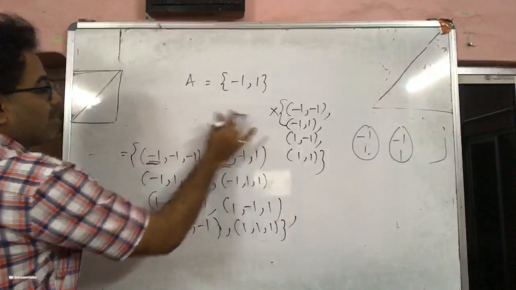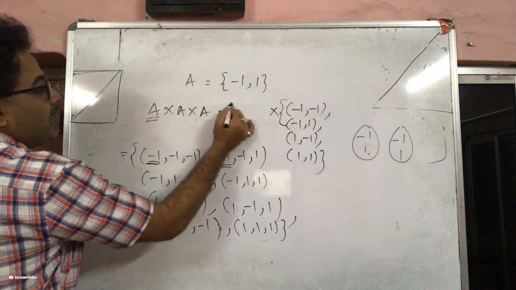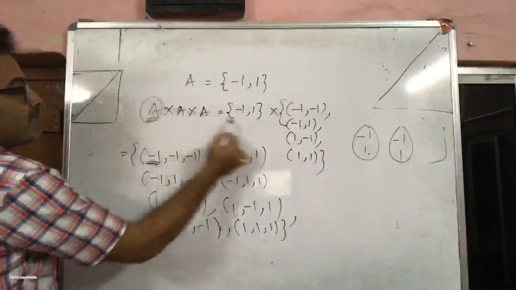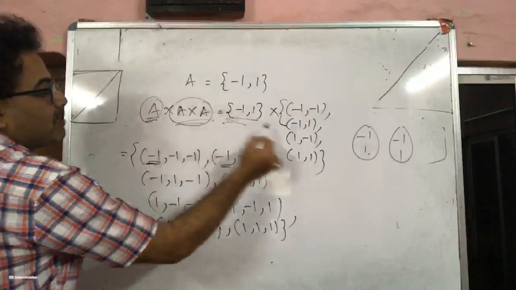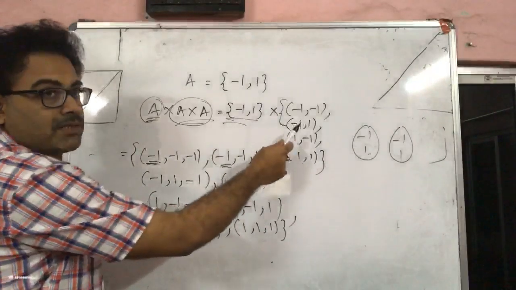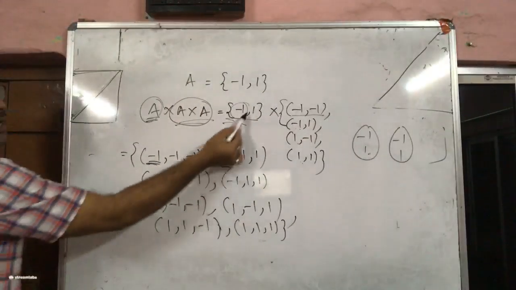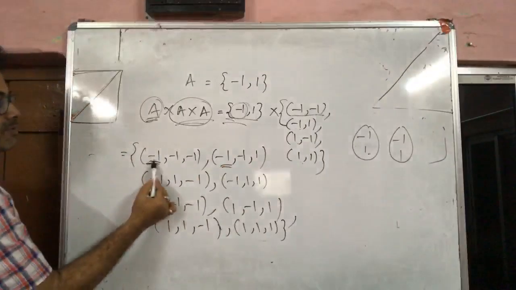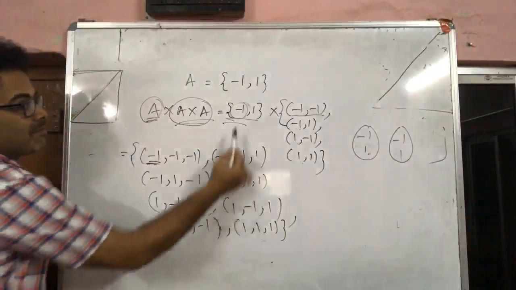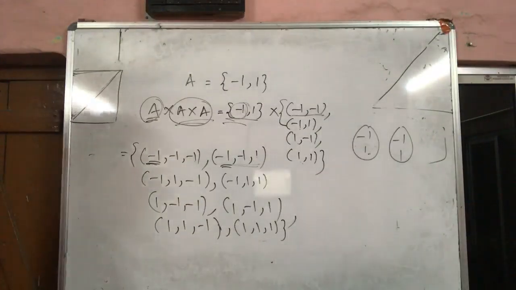তাহলে এটাকে একটু ভালো করে লিখি. A cross A, I am writing A is minus 1, 1. A is minus 1 1 and A cross A is here. Now connecting the elements of this set with the elements of this set. So minus 1 is linked to this pair. Minus 1 is linked to this pair. So minus 1 minus 1, minus 1 0, minus 1 1. Like this way. Very simple.